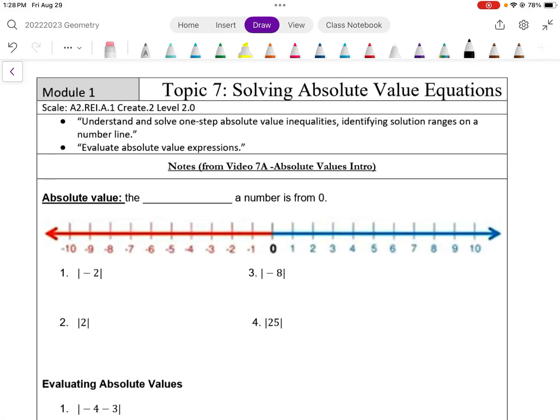All right, we are ready for topic 7. This is topic 7, part A. This is an introduction to absolute values. So the two skills from your scale that we are working on are understand and solve one-step absolute value inequalities, identifying solution ranges on a number line, and evaluating absolute value expressions.